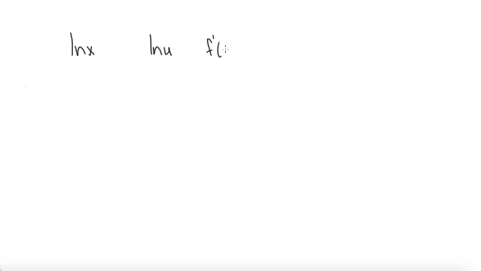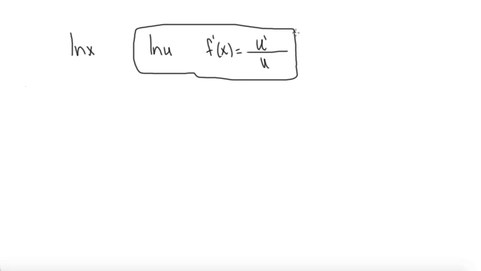f prime equals to, we need to keep the u in the denominator, so it will be 1 over u, and then we will take the derivative of this one. So this is very important. This is the differentiation of ln u.